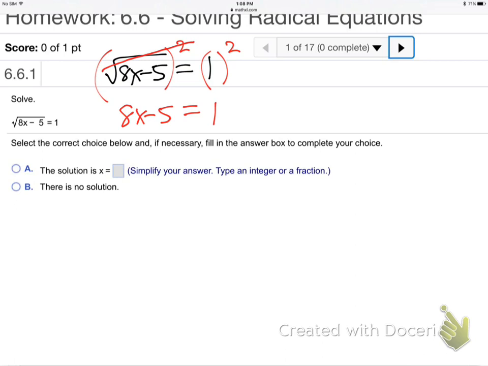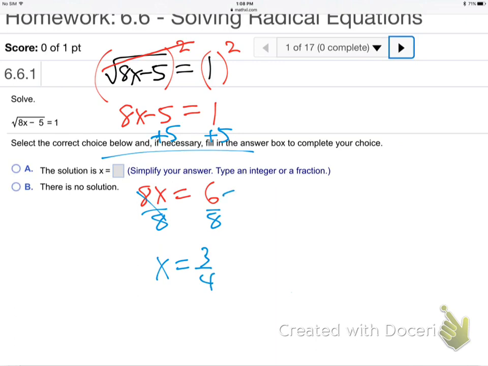So plus 5. So we just do regular from here. We get 8x is 6. Last step is divide by the 8. So x is 3/4. I just divided by 2, top and bottom, and there we go.